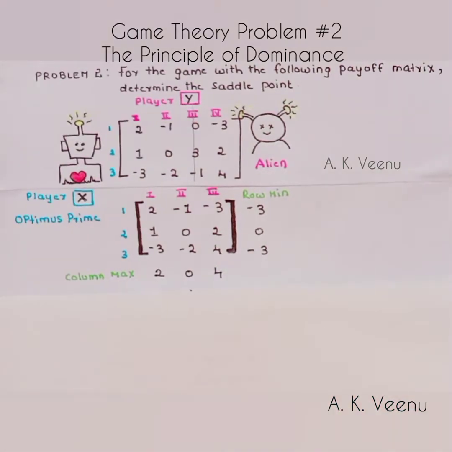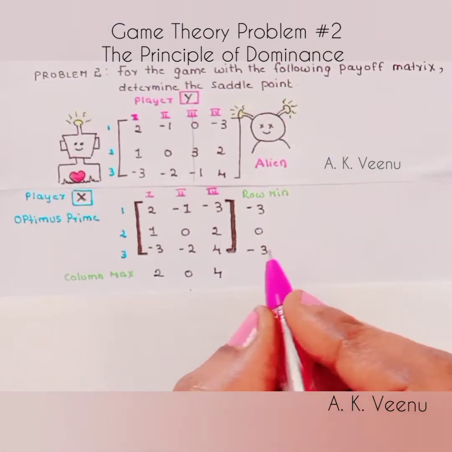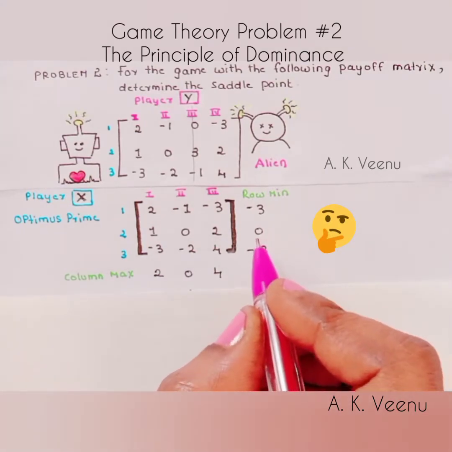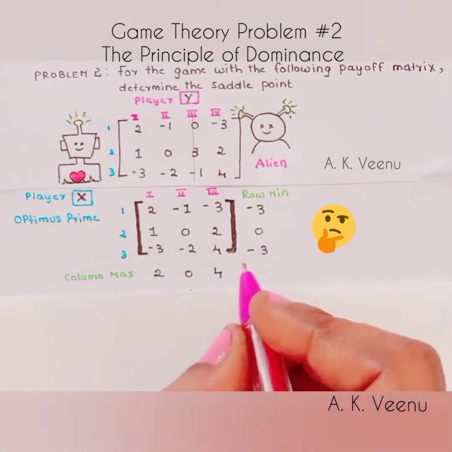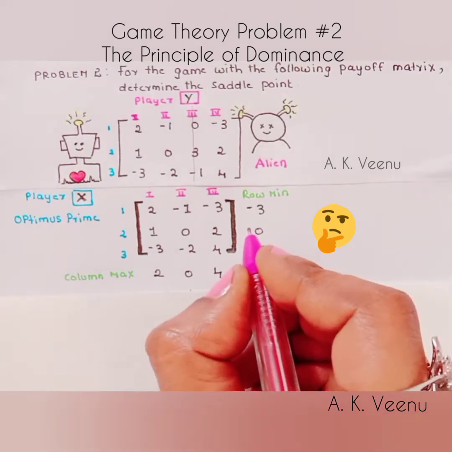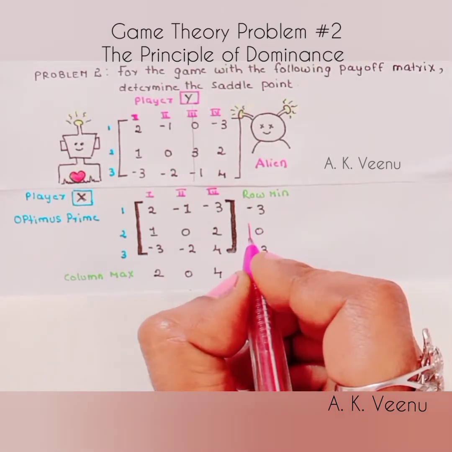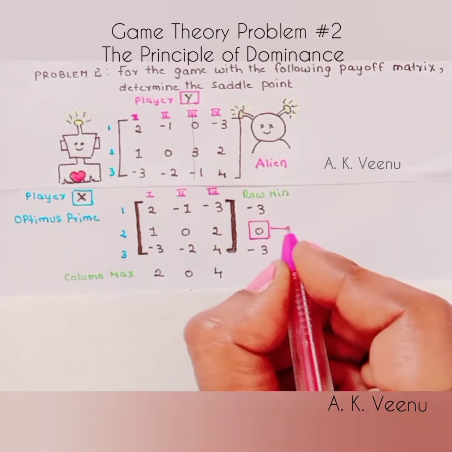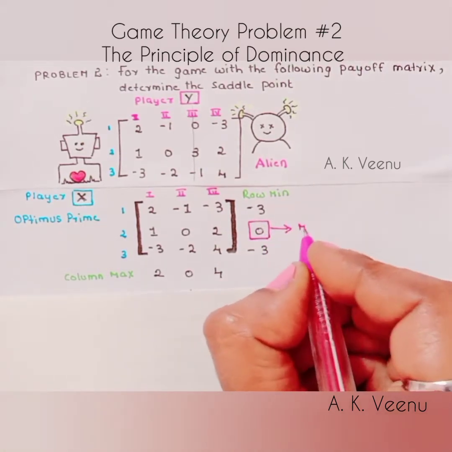Now let's revisit the row minimum and ask the proverbial question. Mirror, mirror on the wall, which is the largest number of them all? And the answer is our hero 0. So let's highlight 0 and call this maximin.